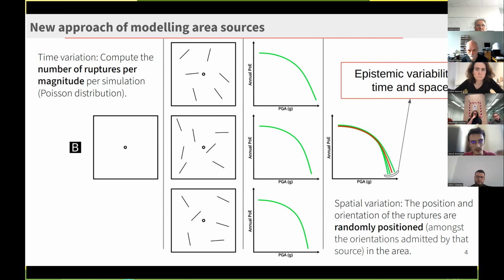So now we have that, and for every simulation, we will compute the hazard curve of this site, which means that for every simulation, I will not have the same shape of the hazard curve. The hazard curve will not have the same value. And then if I combine all these hazard curves, what I will have at the end is this kind of variability here. We will see just after, but here will be the epistemic variability in time and in space.